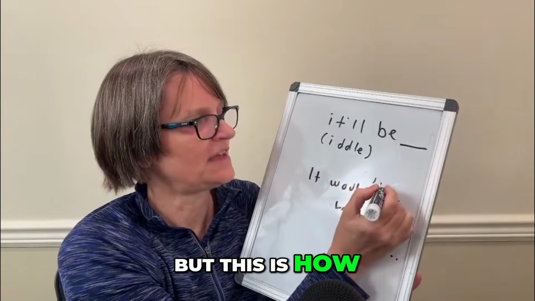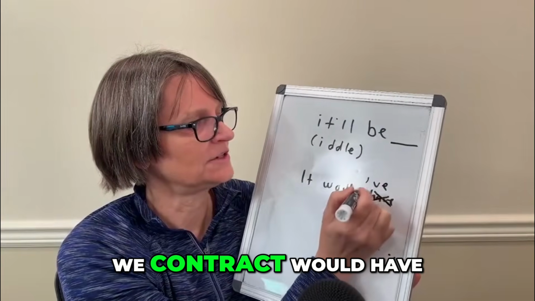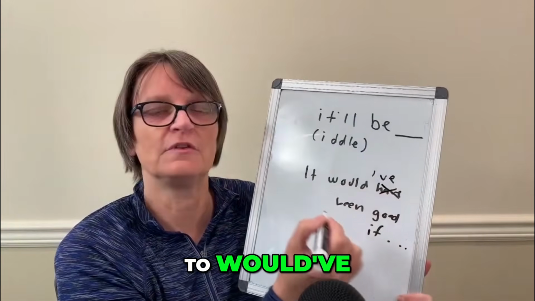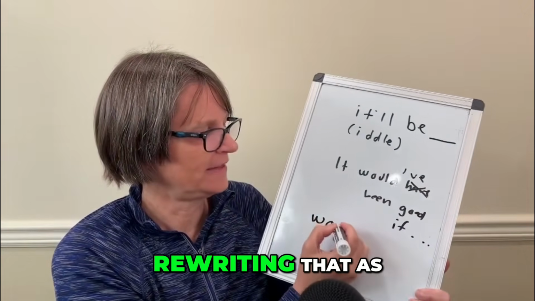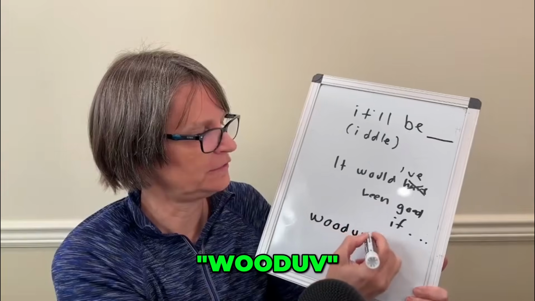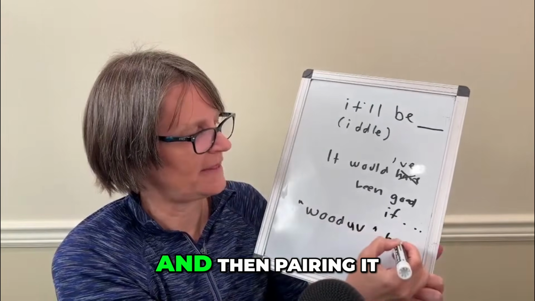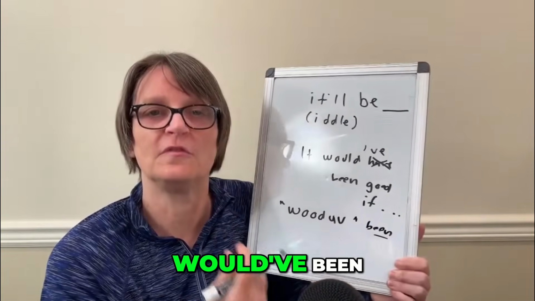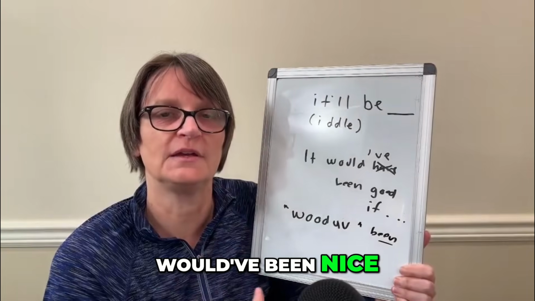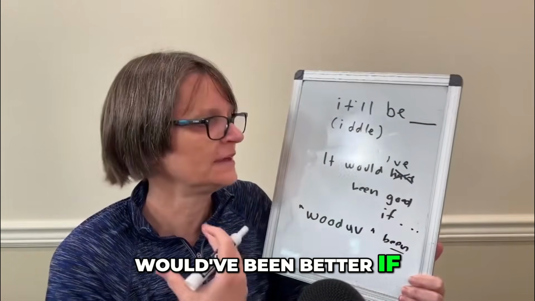But this is how we tend to say it. We contract would have to would've been. Again, rewriting that as would have so that you get the pronunciation, and then pairing it with been: would have been good, would have been nice, would have been better if, etc.